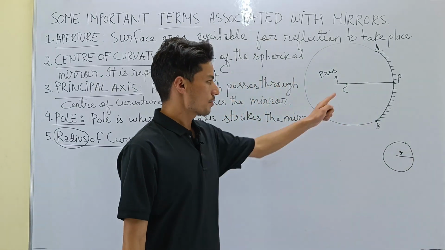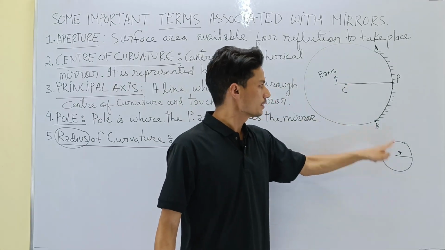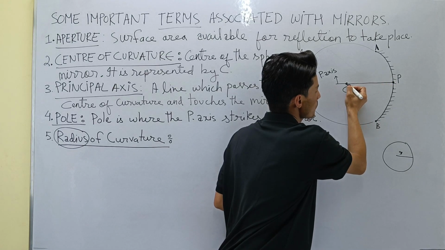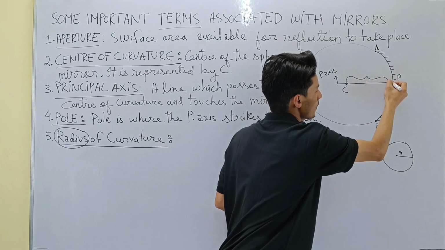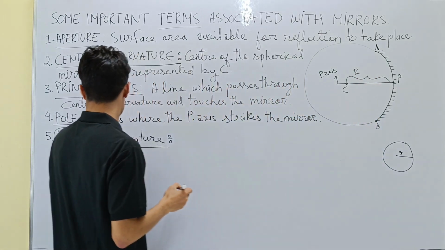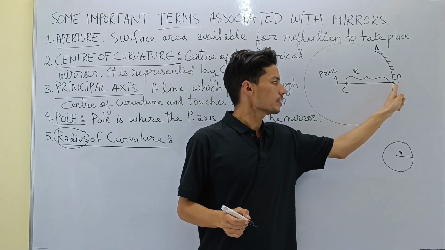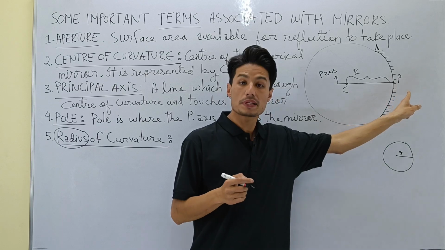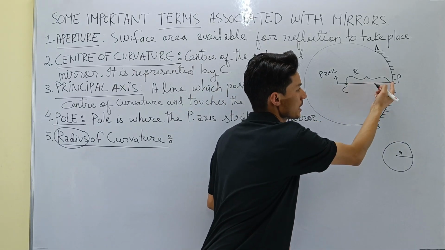So radius of curvature. We have a circle, we have a center, and from this center a line is drawn touching the mirror. This line is called the radius of curvature. So what is radius of curvature? The distance between C and P. All right, class, the distance between C and P, that means we're talking about this line between C and P.